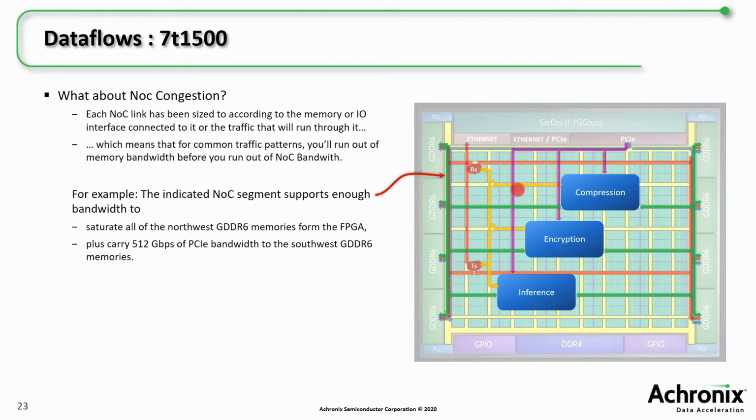Haven't we just moved the problem of FPGA congestion to be NOC congestion instead? Well, when we designed this, we looked very carefully at every single link in the NOC, and we thought about what's the worst case traffic that can be traveling across it, and then we sized it appropriately. So that means that for common traffic patterns, you're going to run out of memory bandwidth before you run out of NOC bandwidth. As an example, this segment right here is able to saturate all of the GDDR interfaces here in the northwest corner with data coming from the NOC, and at the same time carry PCI Express traffic down here to the southwest, all without running out of bandwidth.